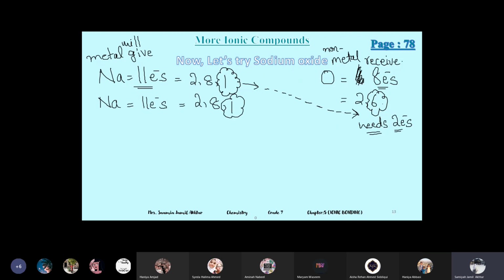So one sodium will give 1 electron to oxygen, and the other sodium will give the other electron to oxygen. Okay, so that's how sodium will get rid of that 1 extra electron. Both sodiums will get rid of extra electrons. And oxygen will take 2 electrons, so it becomes 2, 8. It will become 2, 8. Minus charge.